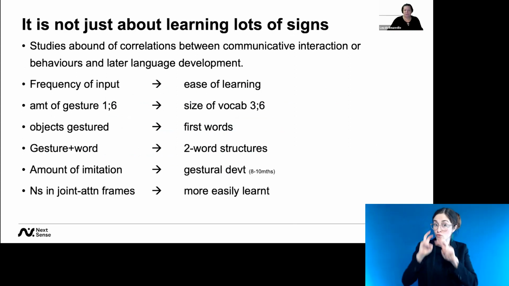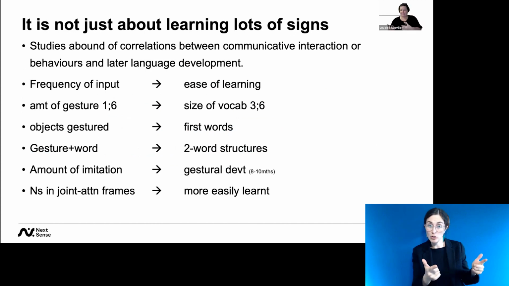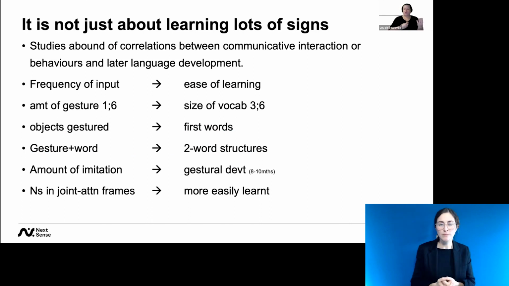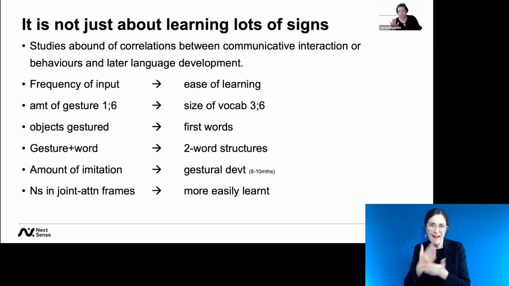Studies show that there is a strong correlation between the amount of input to a child and the ease with which they learn a language. The more a child gestures at 1.5, this is hearing kids, the bigger their vocab at 3.5. So hopefully no one in this day and age hears not to even gesture with your child who's deaf, because it's very, very helpful to all kids.